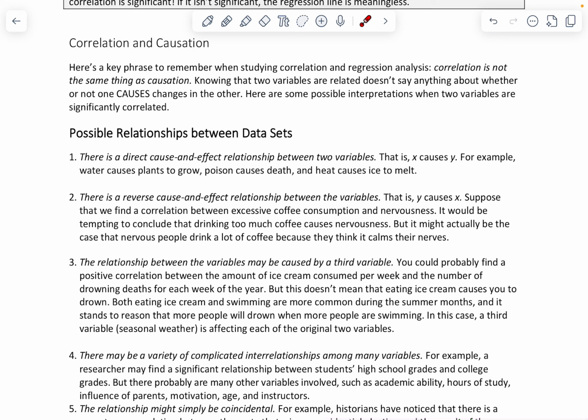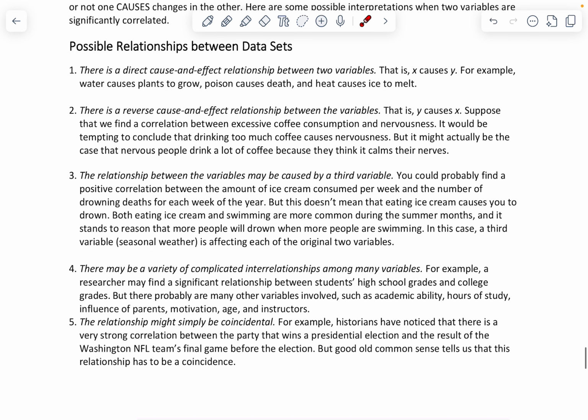Here are some possible interpretations when two variables are significantly correlated. So we've got possible relationships between data sets. One possibility is that there is a direct cause and effect relationship between the two variables. That would be X causes Y. For example, water causes plants to grow, poison causes death, heat causes ice to melt, right? Sometimes there actually is a cause and effect relationship.